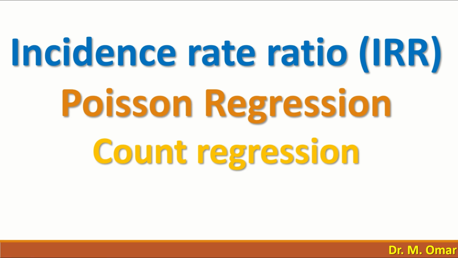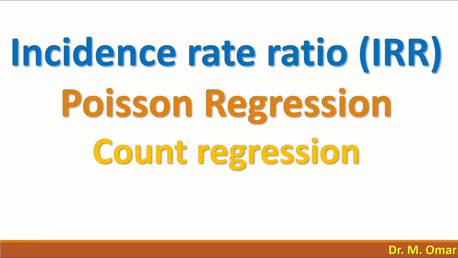Incidence rate ratio, abbreviated as IRR, is a common effect size that is used when performing Poisson regression or count regression. Poisson regression is a type of regression where the outcome is in the form of a count or discrete variable, and the predictors can be continuous, nominal, or ordinal.